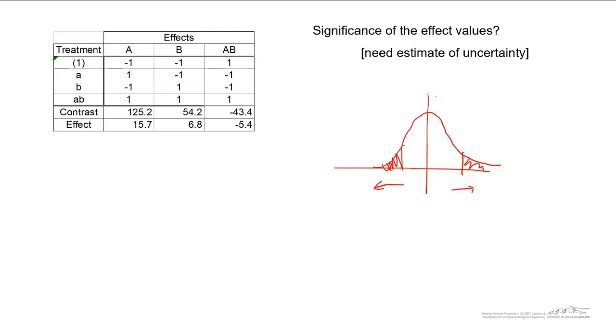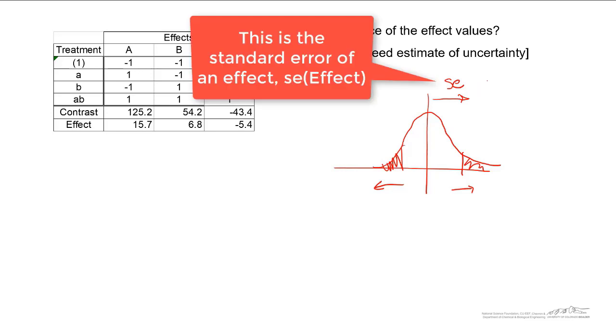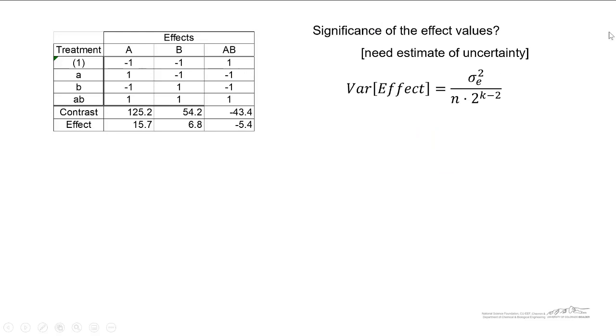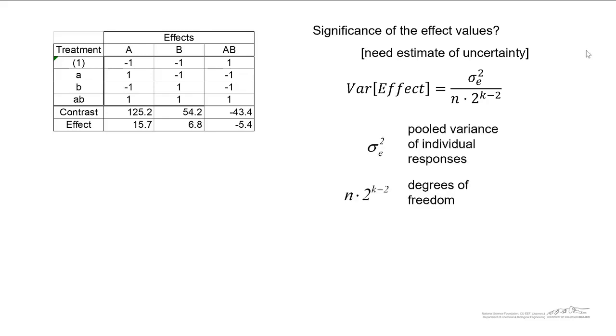And so in order to do this analysis, just like everything else we've been doing in this course, we have to somehow come up with an estimate for the standard error. And so that's what we need to determine before we can do a statistical analysis. We can determine the variance of an effect by this equation. This is just the standard error squared divided by n times 2 to the k minus 2. k is the number of factors that we have, n is the number of replicates that we have done. The standard error squared we can estimate by the pooled variance of individual responses.